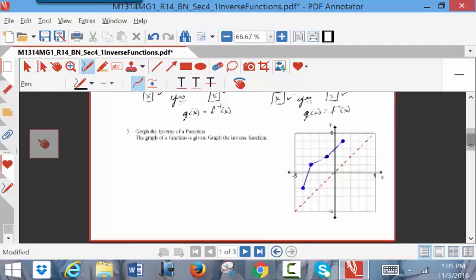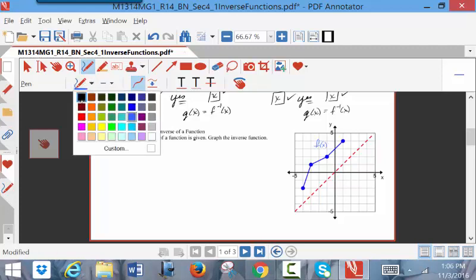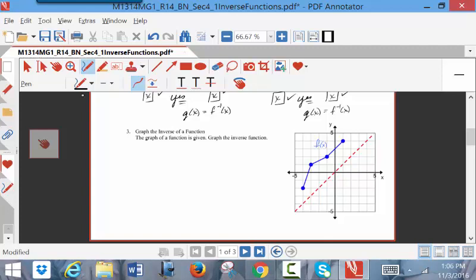Okay, so let's take a look at this cool little graph here. And what they want me to do is graph the inverse of this blue line. So I'm going to call this blue line f of x. And I'm going to create the inverse, because when I reflect it over that red line, I'm creating the graph of the inverse. So let's take a look at this lovely reflection.